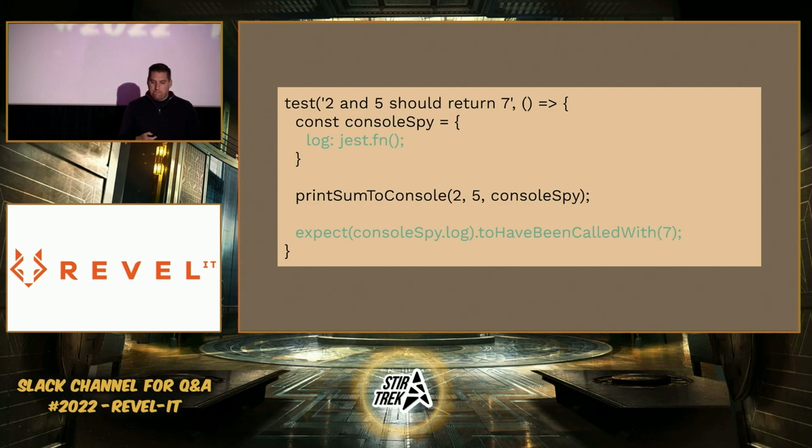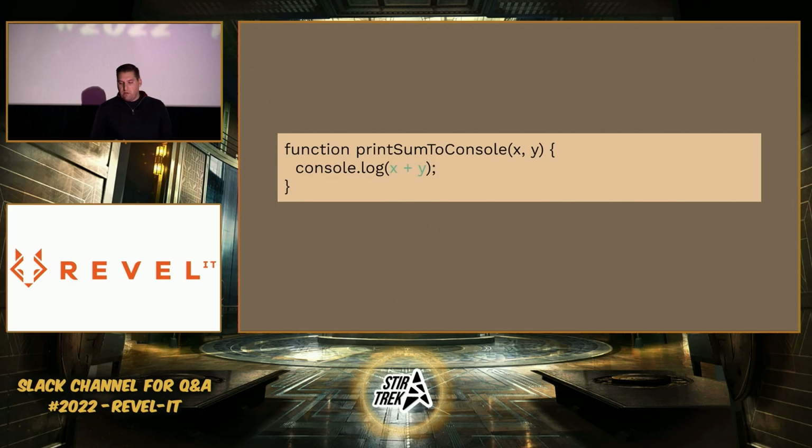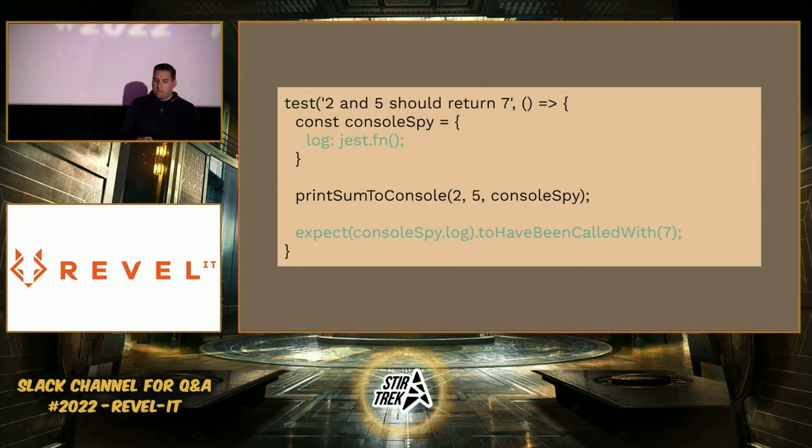But you can tell, and these are very simple examples, right? But even then, you can tell that this test is more complicated than this test, right? But we're testing the same thing. We're testing that we're adding 2 and 5 together properly, and that returns 7. But because we're now dealing with a function that has side effects, we need to have a mock or a spy, and it's a little more involved.